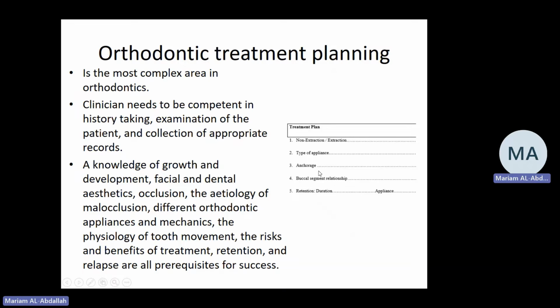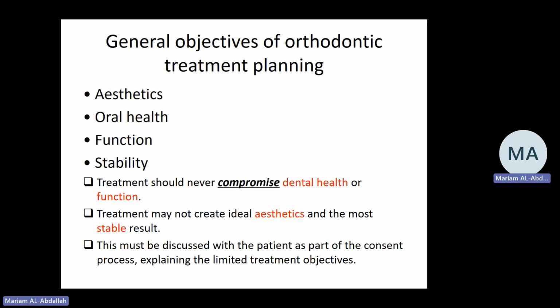The anchorage demand: you need to specify your anchorage demand and how you're going to manage this anchorage. The buccal segment relationship at the end of your proposed treatment is very important. Of course, it should be either class 1, or full unit class 2, or full unit class 3, or accept the initial buccal segment relationship, and usually this is in compromised cases. And of course, you need to decide on the retention, duration, and appliance. All these questions should be answered before you even start your treatment. So to be able to formulate your treatment, it's important to have all this basic knowledge.